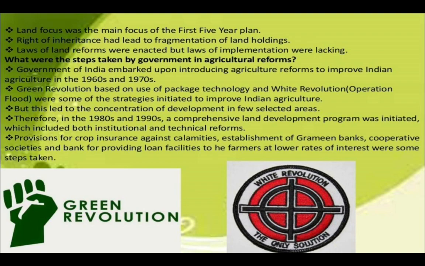Provisions for crop insurance against calamities, establishment of Grameen banks, that is the farmer banks, cooperative societies and banking for providing loan facilities to the farmers at lower rates of interest were some of the steps taken. First, you are providing crop insurance, so if there are any calamities, the government will repay for that crop. Second, Grameen banks from where the farmers can take loans for their crop production. Third, cooperative societies where the farmers live together, and banks providing loan facilities at a lower rate of interest, because at a higher rate of interest the farmers are put in debt.